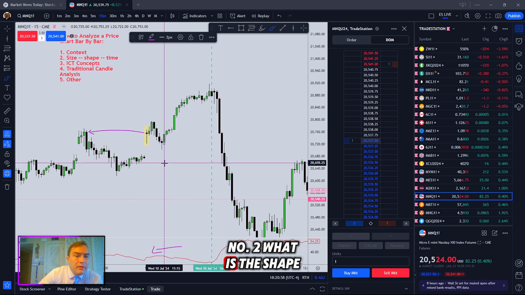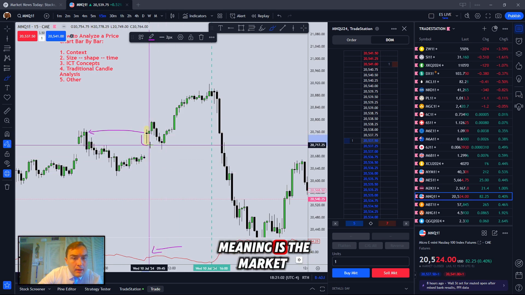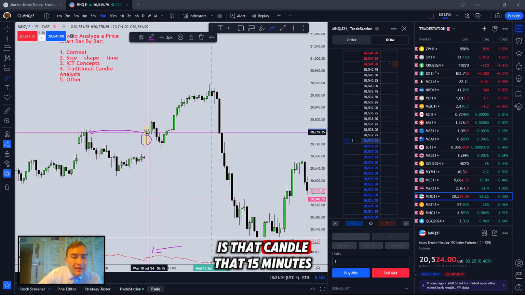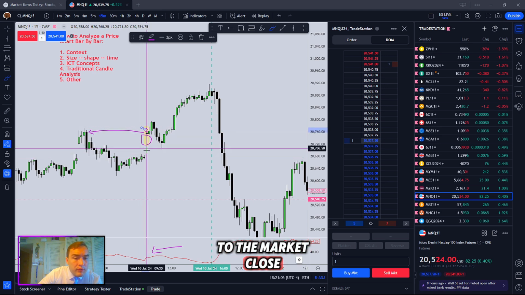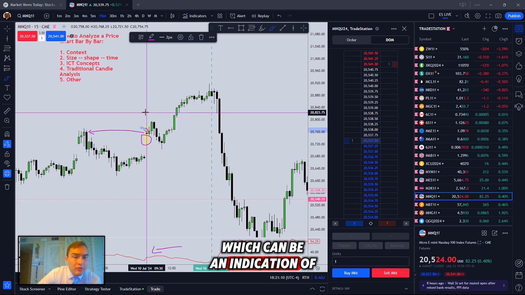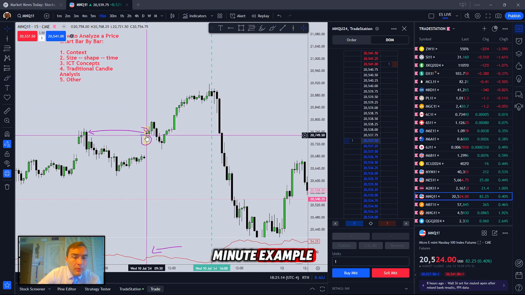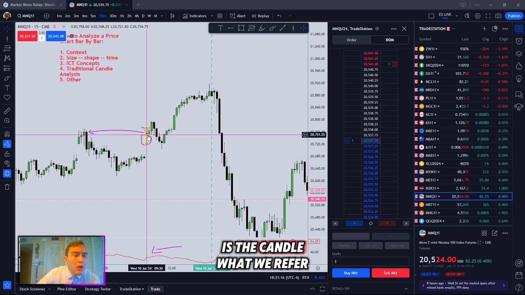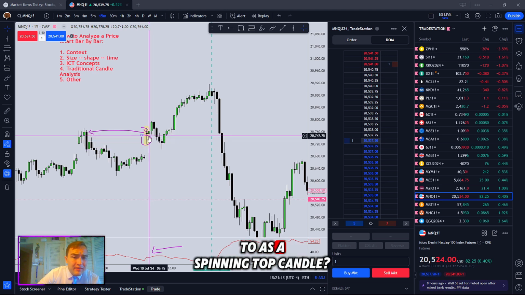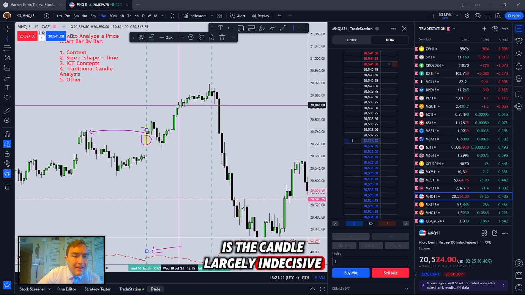Number two, what is the shape of the candle? Do we have long wicks? Meaning, in that 15 minutes, did the market close near that candle's low or near that candle's high, which can be an indication of momentum? Or is, like in this 15-minute example, the candle what we refer to as a spinning top candle? Is the candle largely indecisive?